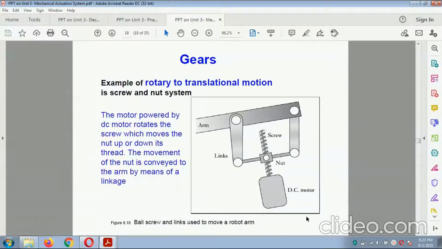The rotary to translatory motion. The motor, powered by DC, rotates the screw, which moves the nut up or down along the thread. The movement of the nut is conveyed to the arm by means of the linkage. So this is a ball screw link used to move the robot arm.